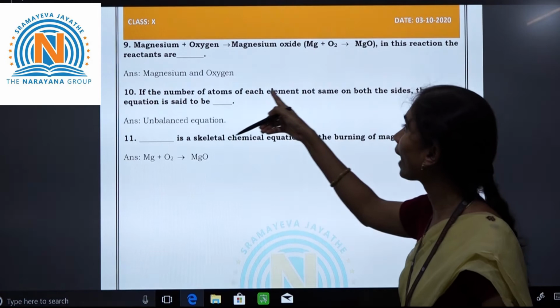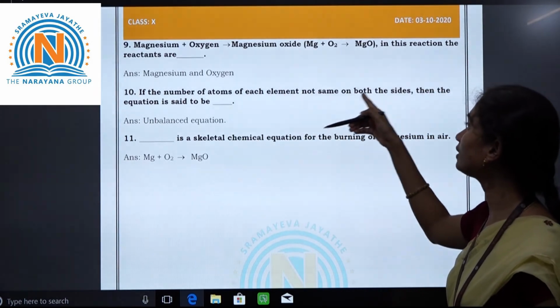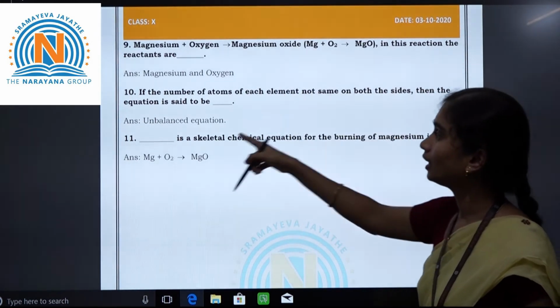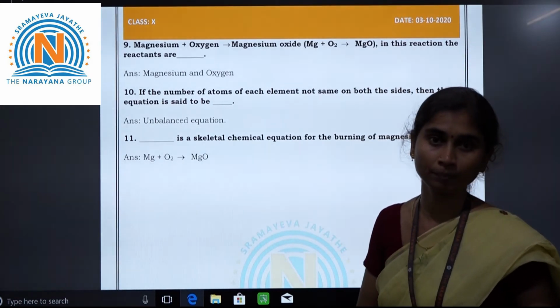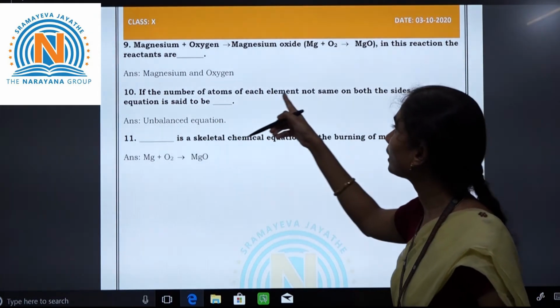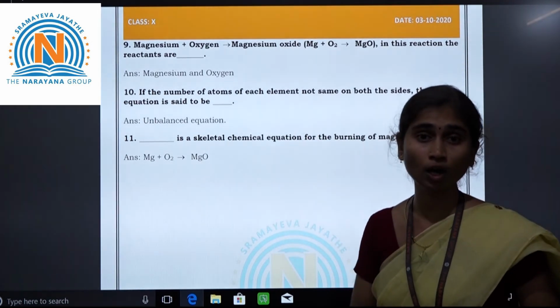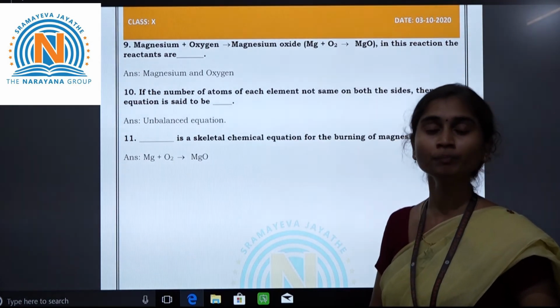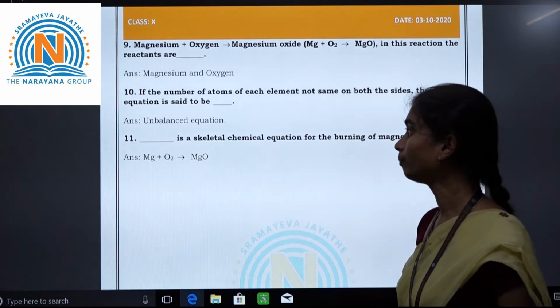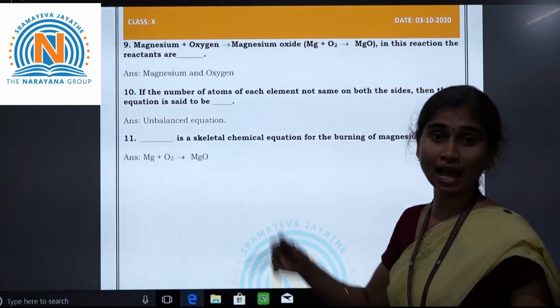And if the number of atoms of each element is not the same on both sides, then the equation is said to be dash. If the number of atoms of each element is not the same on both sides, that equation we can call an unbalanced equation or skeleton equation. Let us see the next question and last one.